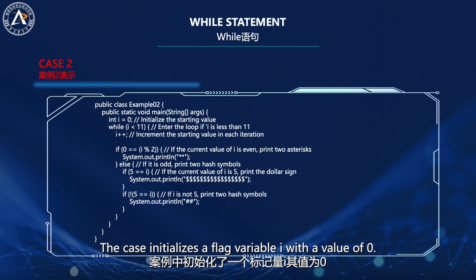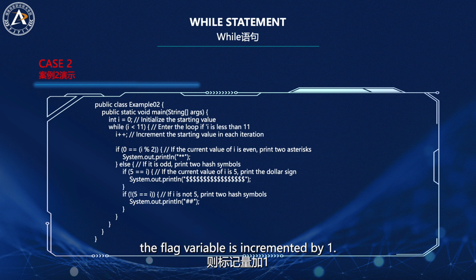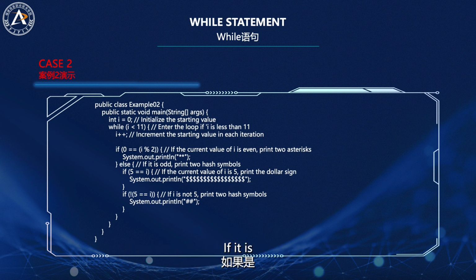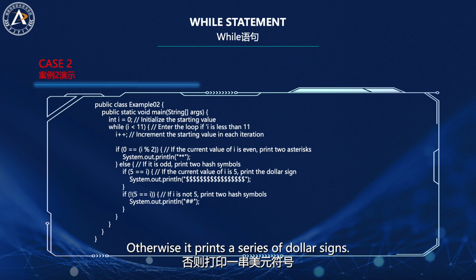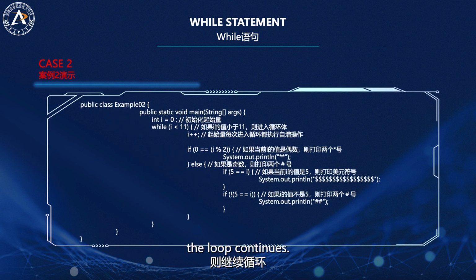The case initializes a flag variable i with a value of 0. It first checks if i is less than 11. If it passes the condition, the flag variable is incremented by 1. Then, it checks if the current value is even. If it is, it prints the asterisk. Otherwise, it checks if the value is 5. If it is not, it prints 2 pound symbols. Otherwise, it prints a series of dollar signs. After each logic is executed, it checks again if i is less than 11. If it is, the loop continues.